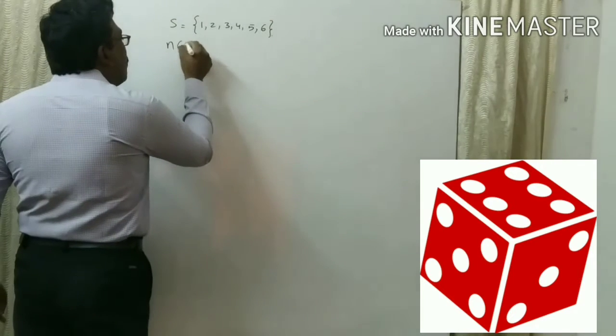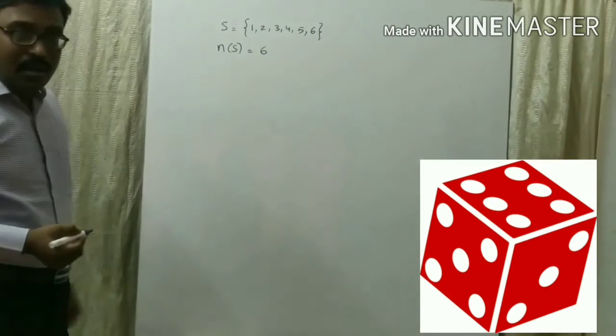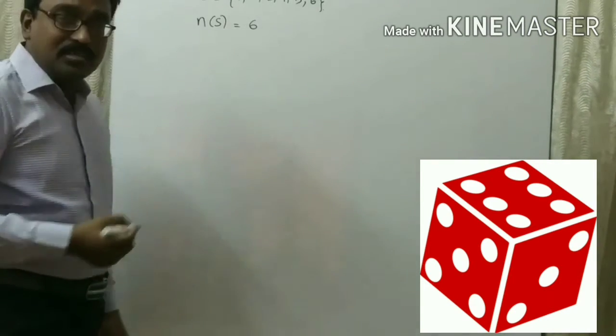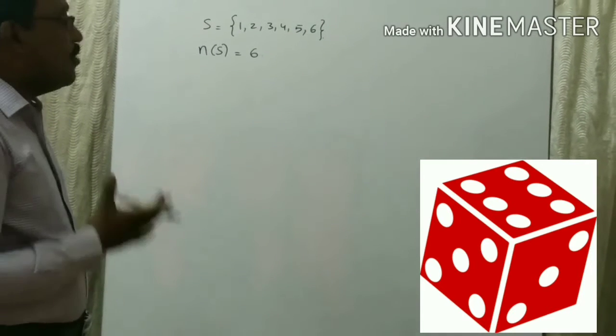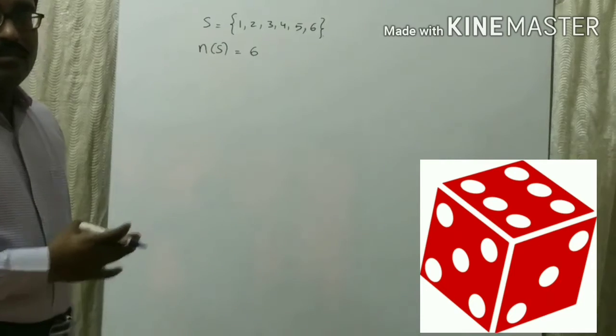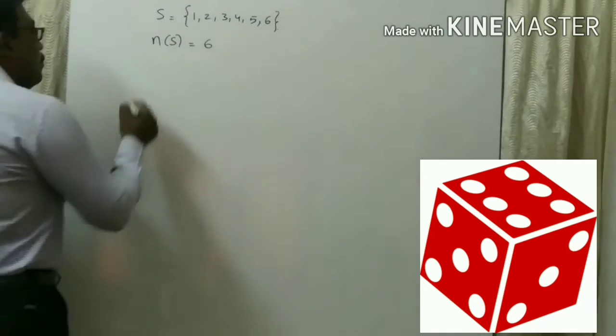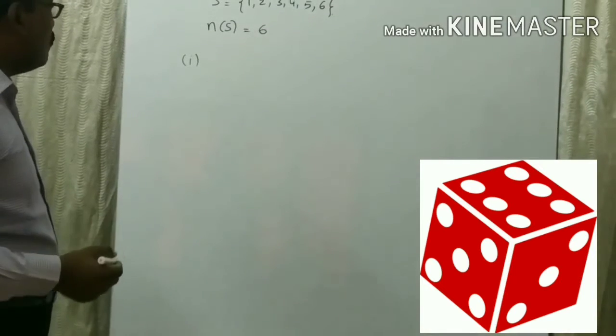So the number of sample spaces is 6. Once you know the number of sample spaces and what the sample spaces are, then the problems based on this dice are very easy. Maybe some examples we'll discuss here, one or two examples.